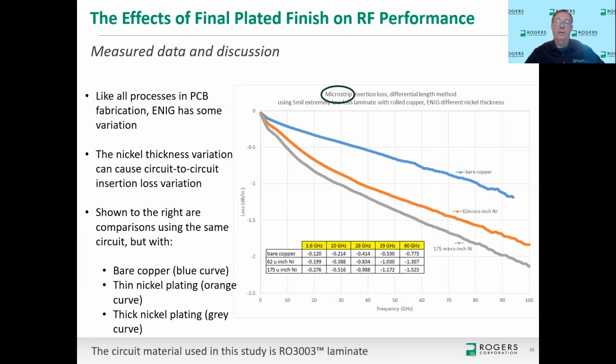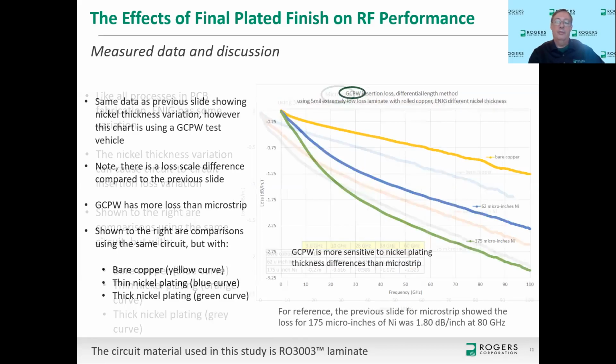So this normal variation of nickel is something that the designer should keep in mind, and they should work closely with the fabricator to understand what to expect for that kind of variation. Now that's microstrip, and I said before and showed before that grounded coplanar waveguide is going to react even more so, and that's exactly what this curve is showing.